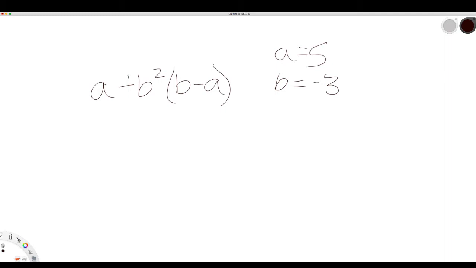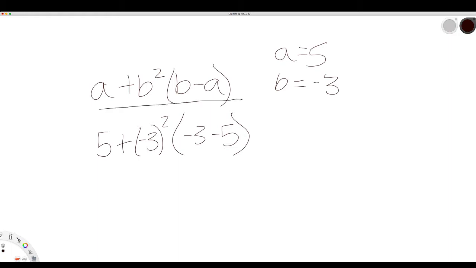So a equals 5, so we put a 5 here, plus b equals negative 3, so we put that right here. So negative 3 squared, and then we've got to open parentheses, negative 3 minus our 5, because that's where we put our a, or our 5 goes in our a spot, close parentheses. Now, this here may look a little intimidating, but don't let it intimidate you. Substitute your numbers in for your variables, and let's just take it one step at a time, okay?